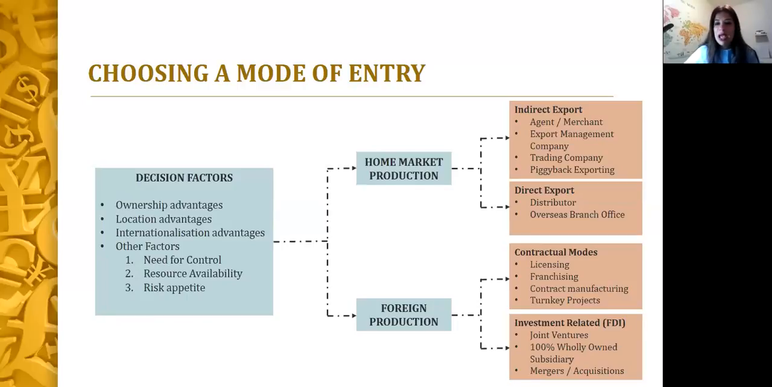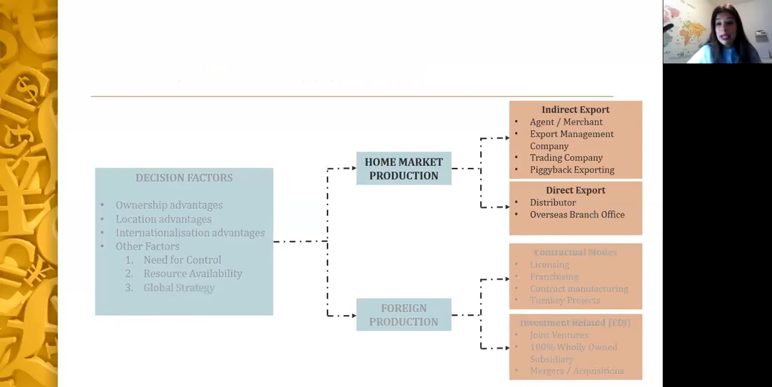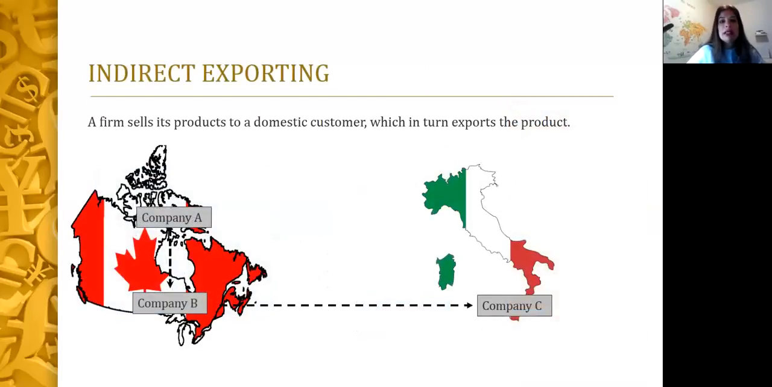Good. So we'll start with the first and the simplest one of them all, which is exporting. It is one of the simplest ways of entering into a foreign market. As we can see here, there are two ways that a firm can do exporting. Let's start with the indirect method of exporting. Here is a little diagram to explain that. In the case of indirect exporting, we'll talk about company A, our reference company, and the customer is company C, which is based in Italy.